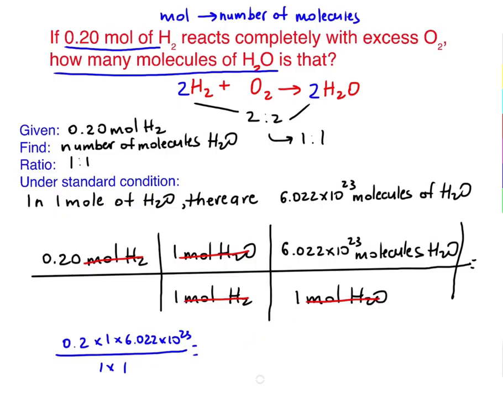And when we go ahead and solve it, we should be able to get 1.2044 times 10 to the 23. That's the number of molecules of water. Make sure you write the final unit correctly, because if you read the top, you need to find the number of molecules of water, and that's how we find it.